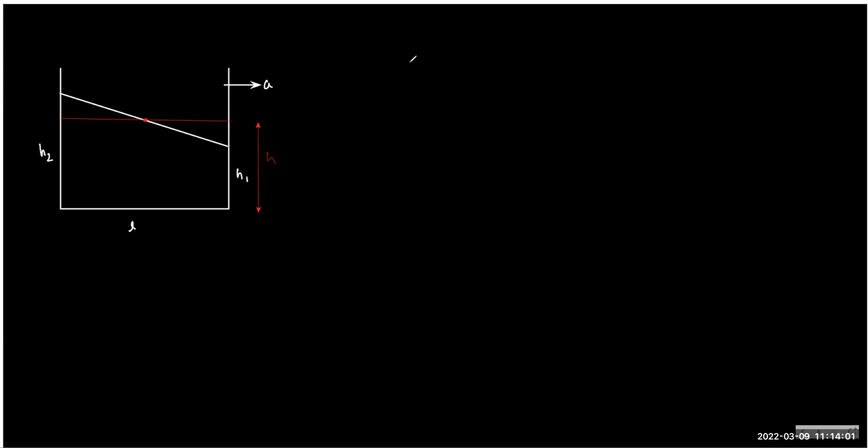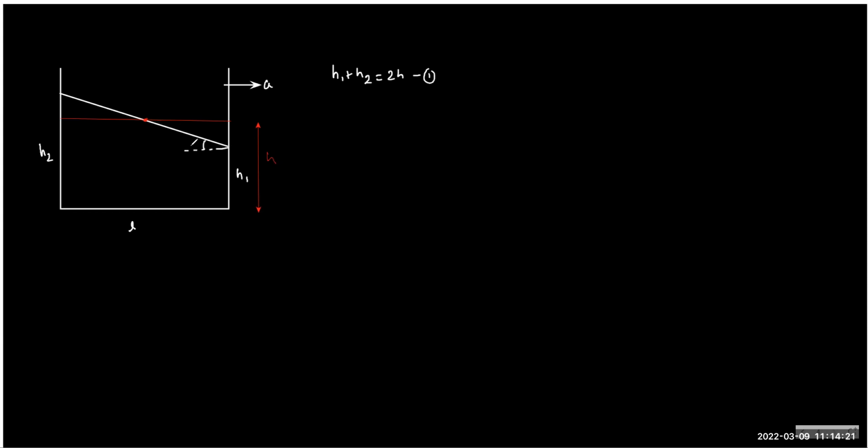Anyway, so H into L, which is the product of, this is a rectangle. So this is area. We have already done this part, so I'm writing directly. So H1 plus H2 turns out to be 2H, right? This is the one equation.